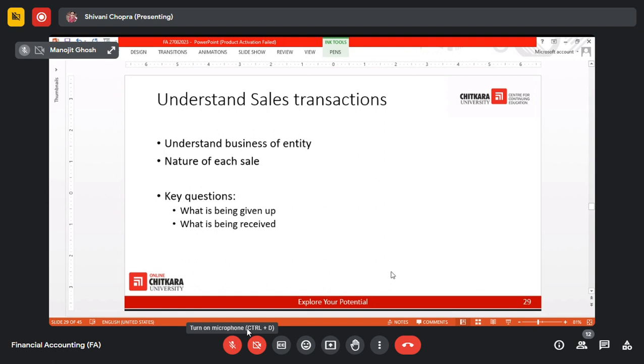Now, whether I should recognize the revenue this year, next year, or shouldn't recognize at all. This is the point where companies generally play some sort of game and create an irregularity. So the two key questions required for understanding the sales are: what is being given up and what is being received. Meaning, as a company, what has been given up and what has been received by them. Normally, both of these questions are answered in the sale agreement.